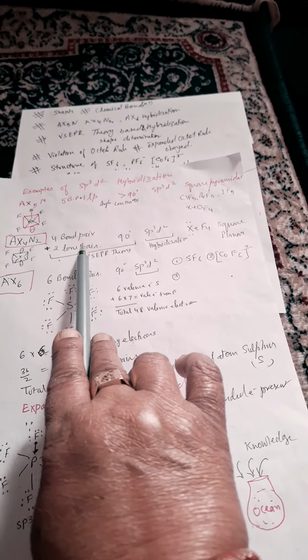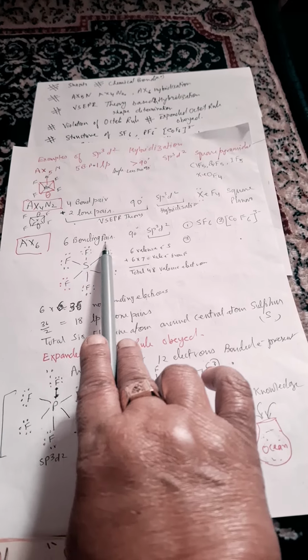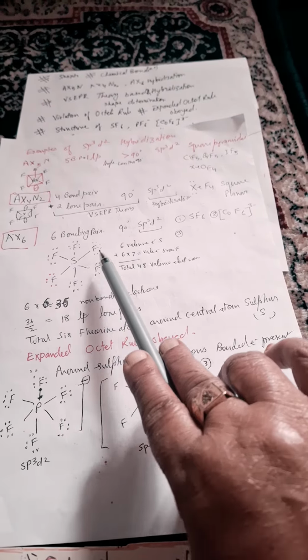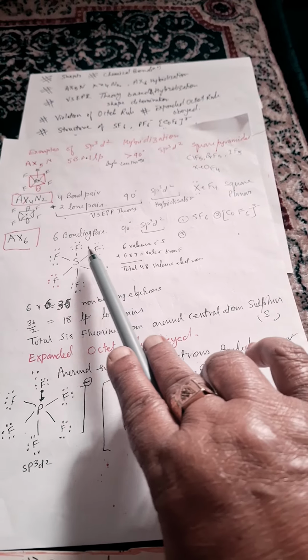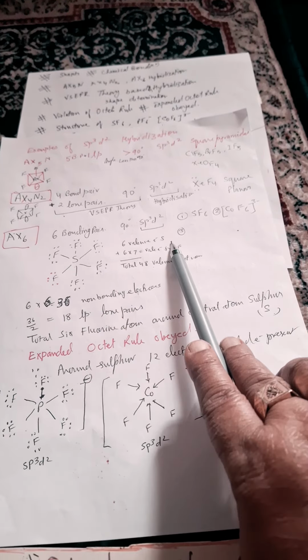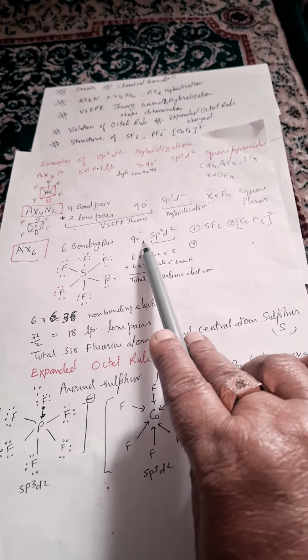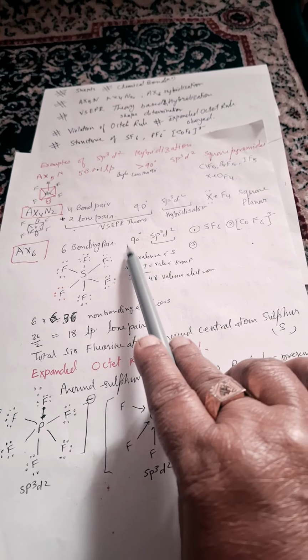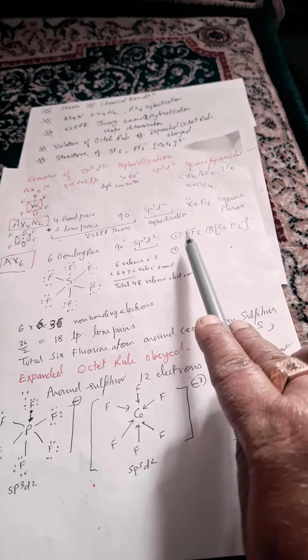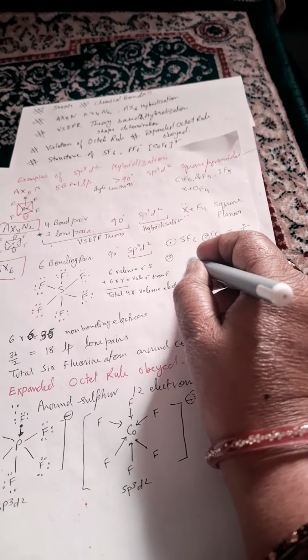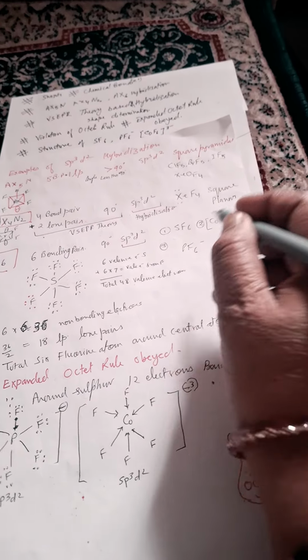Now in case of AX6, that is all 6 are bonding pairs. So see here SF6, all bonds are occupied by fluorine atoms, 6 valence electrons, 0 lone pairs of electrons. That is why we will say that it has sp3d2 hybridization, and a 90 degree angle is there. So other examples, SF6, CoF6, PF6 1 negative, there are so many, we'll discuss later.